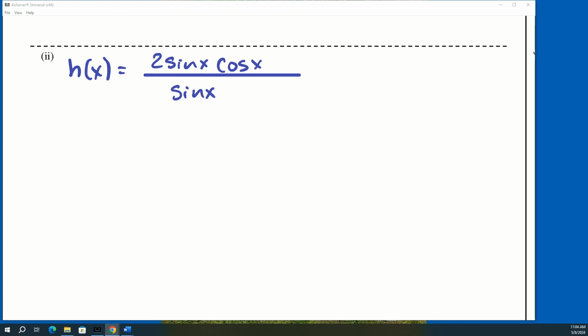After that, what happens to those sines? They cancel, and what does it leave you with? And that is only cosine. It only appears once, and so we're done.